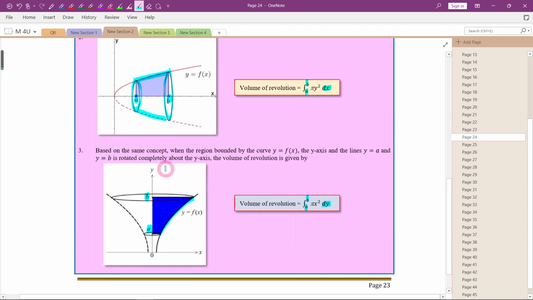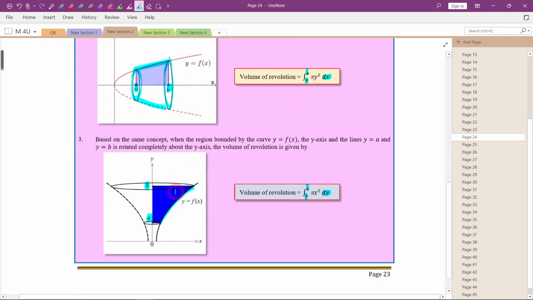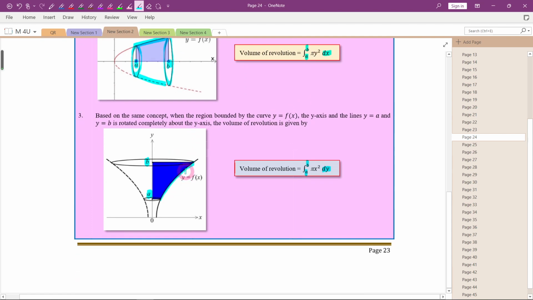Okay, so just remember, to find the volume of revolution when a curve is rotated 360 degrees about the x-axis, pi y squared dx. To find the volume of revolution when a curve is rotated 360 degrees about the y-axis, pi x squared dy. Okay, before I show some examples, let's look at this one first.